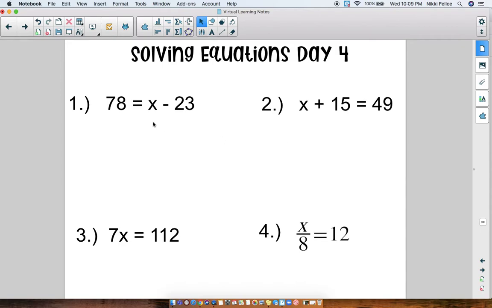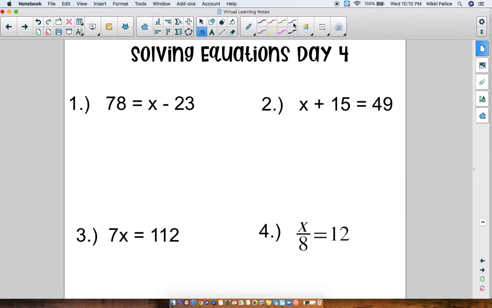So right now in your notebook, copy down these 4 equations. And yes, I did use a little bit bigger numbers today just so it's harder for you to randomly guess. And now you actually have to show your work. So copy these 4 down, try them by yourself. And then when you are done, you can click play to see how we solve them.